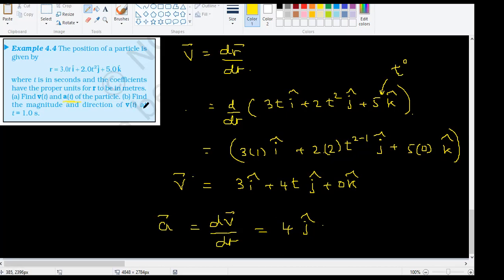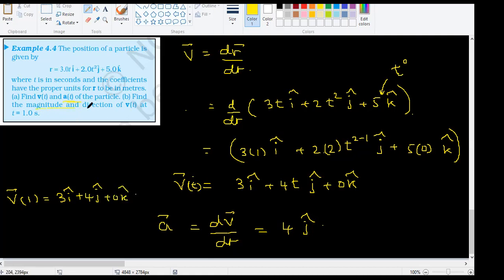Find the magnitude and direction of v of t at t is equal to 1 second. So that means simply substitute t is equal to 1 second here. v of t, function of t, is this much. If I want it at 1 second, I have to substitute t as 1 second. So that means 3i plus 4j plus 0k.